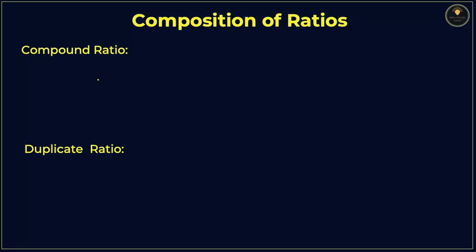Now let's understand the concept of composition of ratio. There are different types of composition of ratios that you can find. First one is called compound ratio. So if I'm writing A by B and C by D, these two are in ratio, and if I want to write the compound ratio of A by B and C by D, you will write it as A multiplied with C, and that should be equal to B multiplied with D.